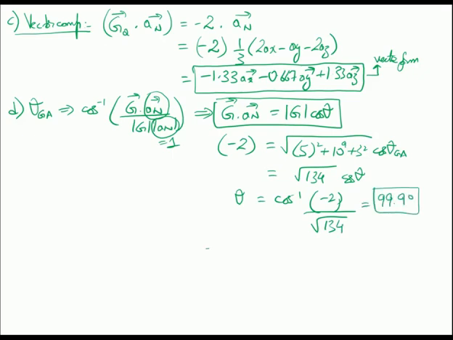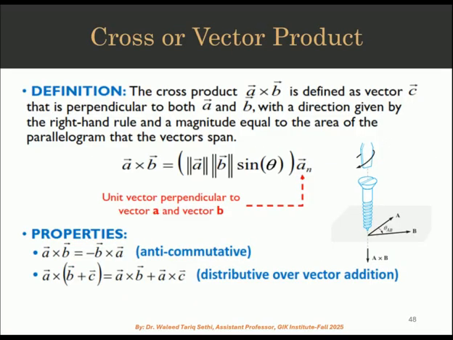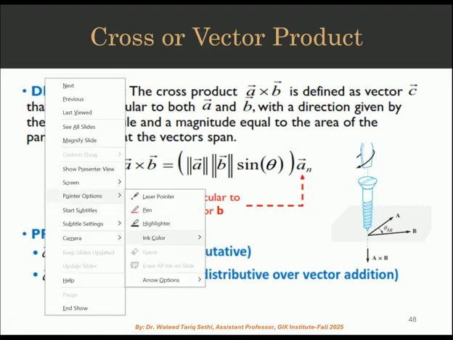So this is the solution to this example, where we have figured out the dot product between two vectors in terms of its scalar component, vector component, and the angle between them. So this is the example. Okay, now let us come to the second quantity, and that is the cross product.